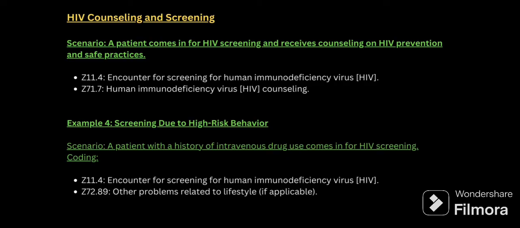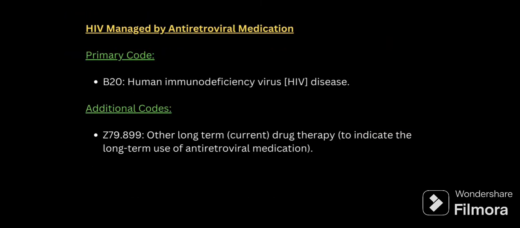And next, if there is screening due to high risk behavior, in that case the first code for screening is Z11.4, and the second code for problem related to lifestyle is Z72.89.